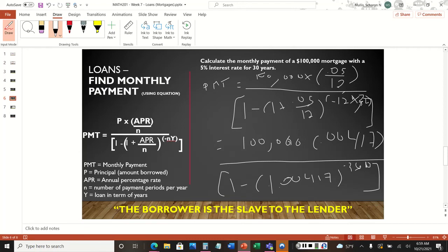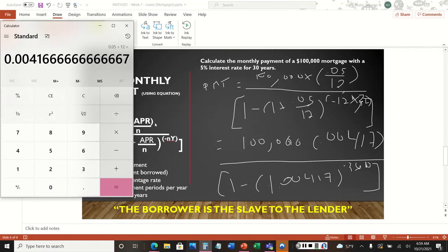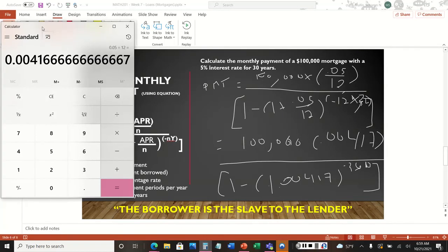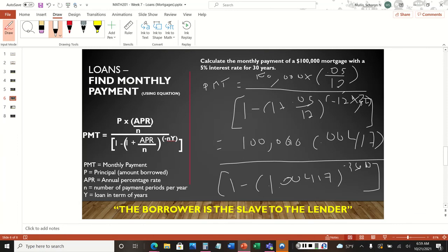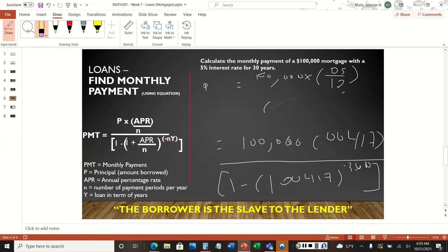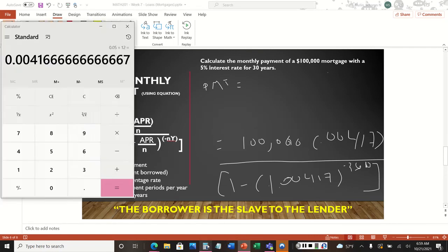And then all of that is in a bracket. So I'm going to erase this top part because we already have that written down. So the next thing I'm going to do is multiply 100,000 so I can get my numerator.